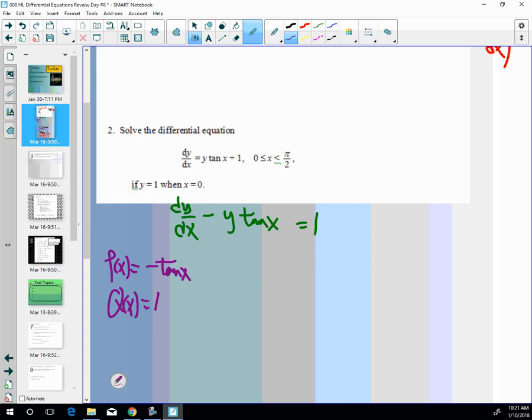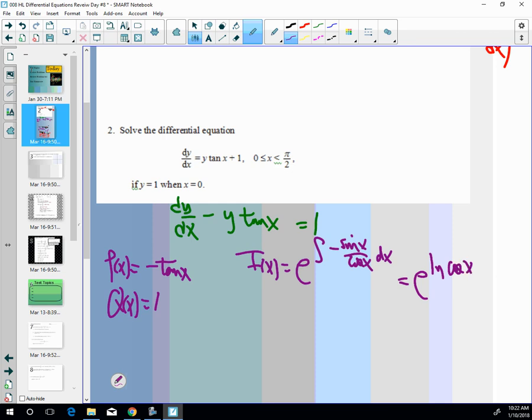1. So then you're going to get I of x is e to the integral of negative sine x over cosine x dx. And I think we did this already. U is cosine x, derivative is negative sine x dx. What's the integral of du over u? Natural log of u.